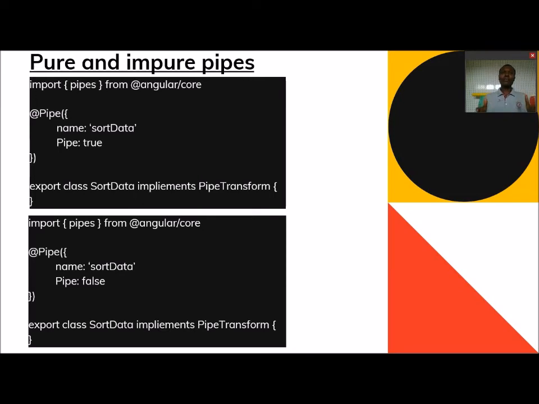And when the pipe is pure, it is better off. So pure and impure pipes, the difference actually is setting the value, which is a boolean, to either true or false. And once that is done, then we can go ahead in our class to define and transform the data we need to transform, and to implement every logic that we need to implement in our Angular apps.